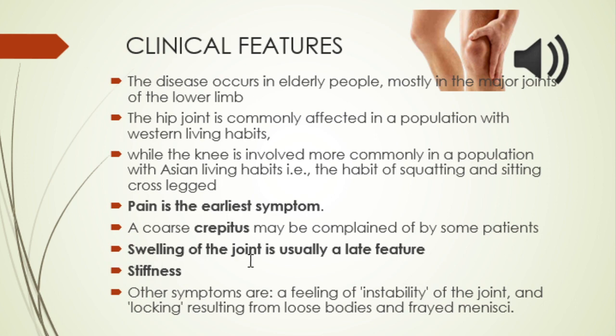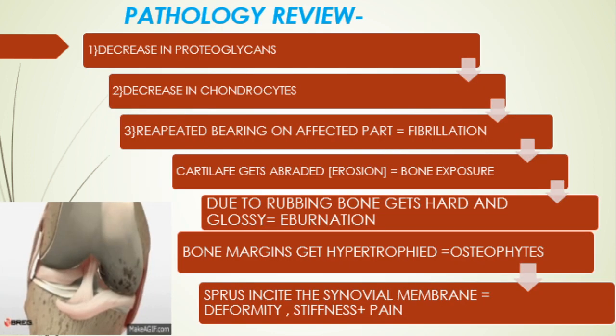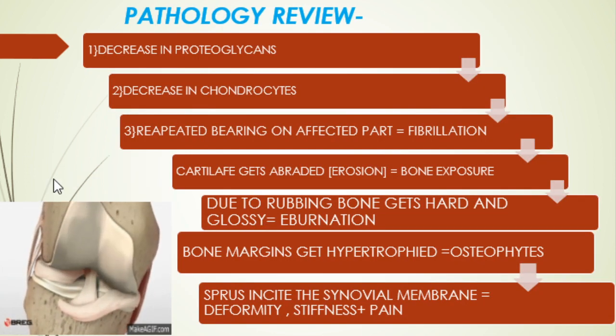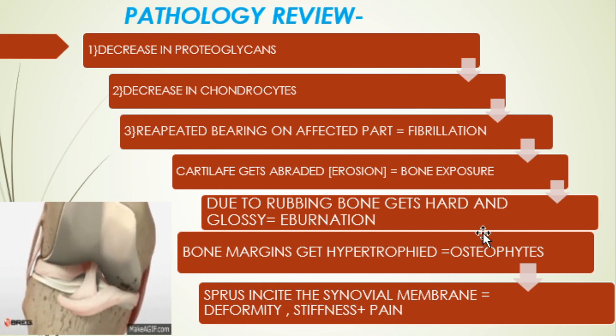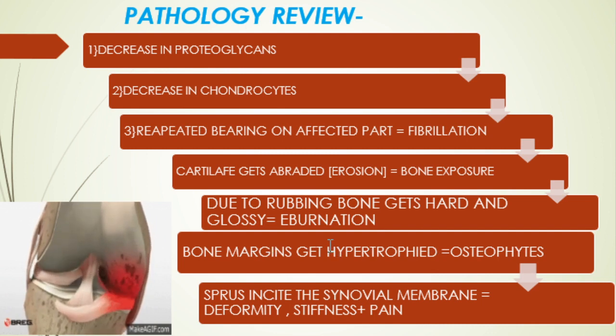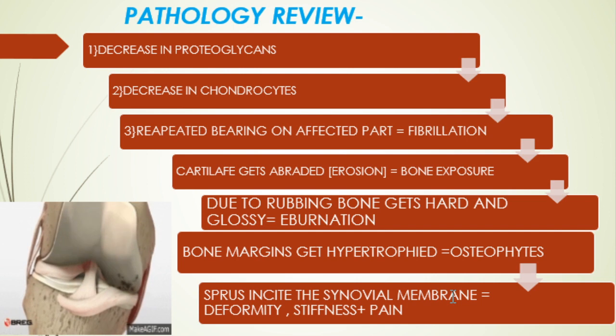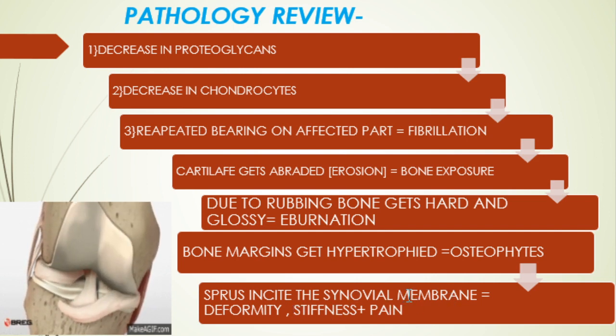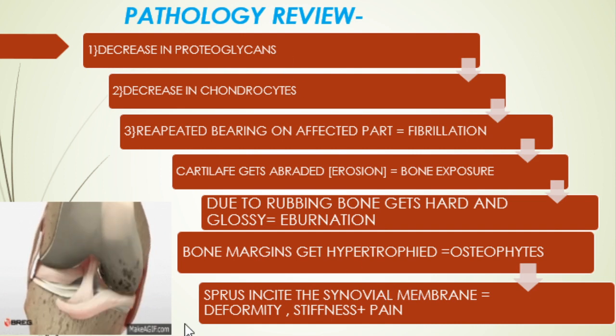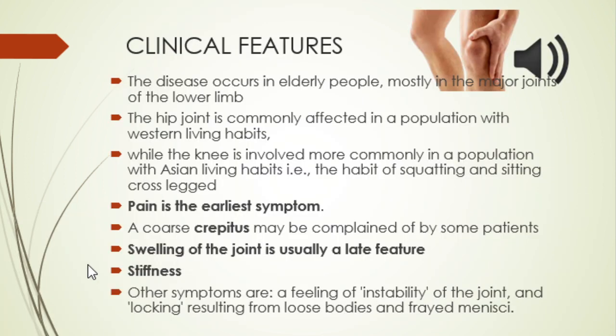So why are swelling and stiffness late features? Just now we have seen in the pathology flow chart that stiffness comes at last, when the spurs formed by the hypertrophied bone margin lie inside the synovial membrane, then stiffness, deformity and pain occur. So it is the last event in the pathology. That's why in clinical features the swelling of the joint and stiffness occur late.